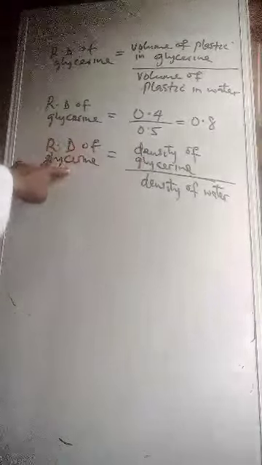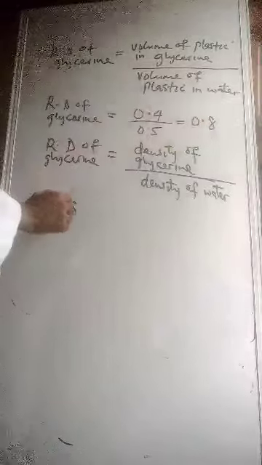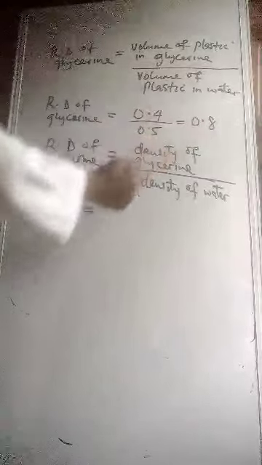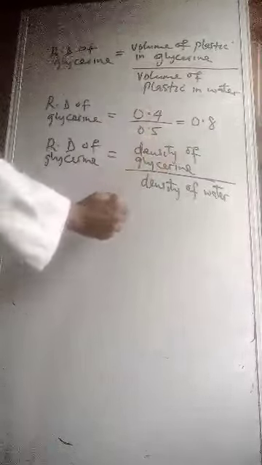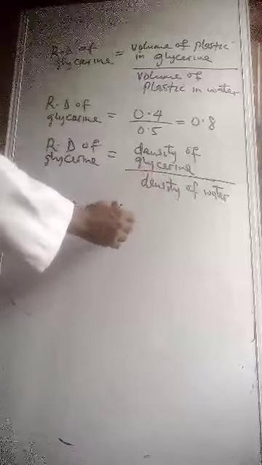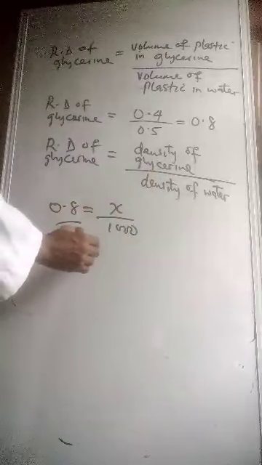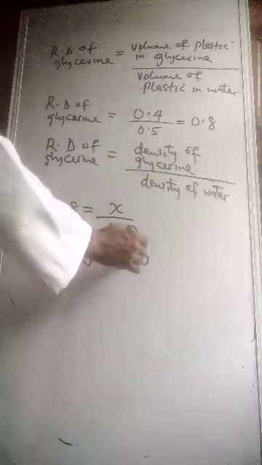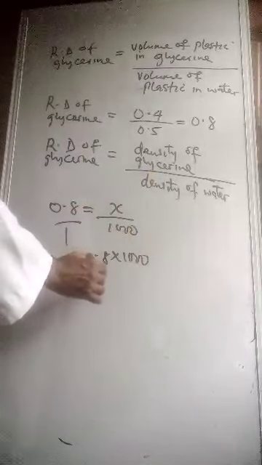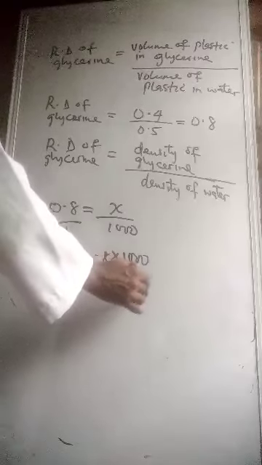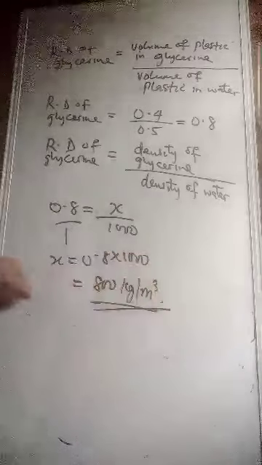So applying this now, the relative density of glycerin we got is 0.8. That will be 0.8 equals, let X be the density of glycerin, over 1000, which is the density of water. When you cross multiply, X will be equal to 0.8 times 1000. So that will be equal to 800 kilograms per meter cubed. So that's the density of the glycerin.